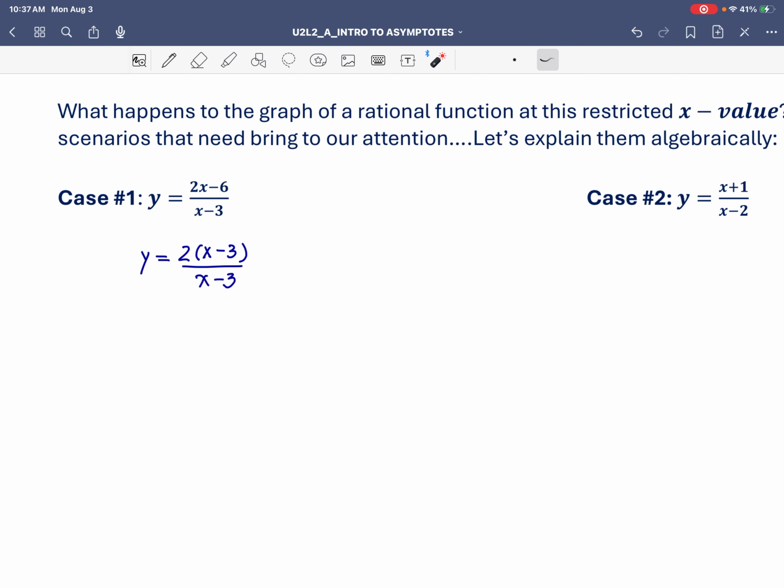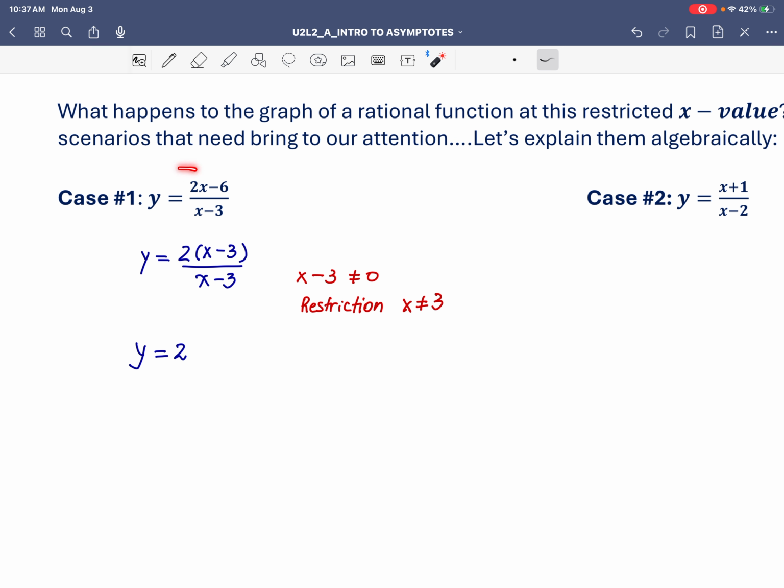And the restrictions are found by looking at every factor and making it different than 0. So x minus 3 is the only binomial in the denominator, and it has to be different than 0, which means that the restricted value is x different than 3. Now, as you can see in this case, we ended up with common factors in numerator and denominator, so the simplified form of this function will be y equals 2.